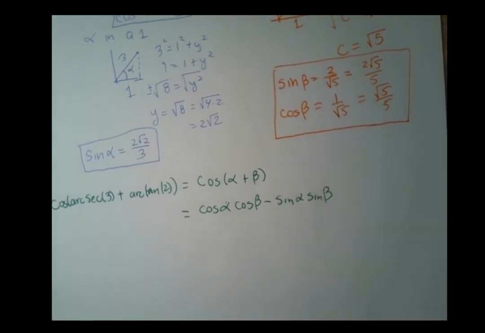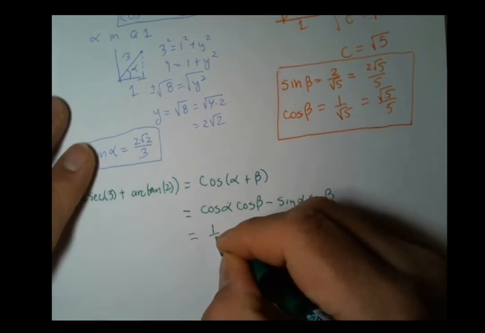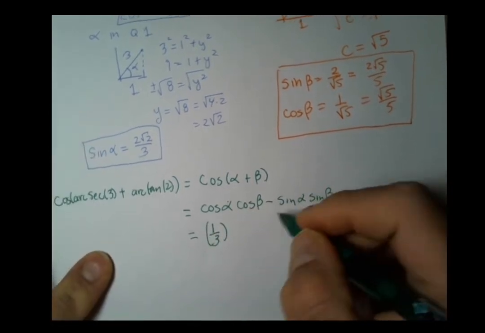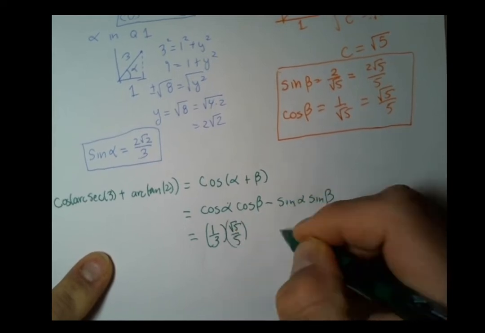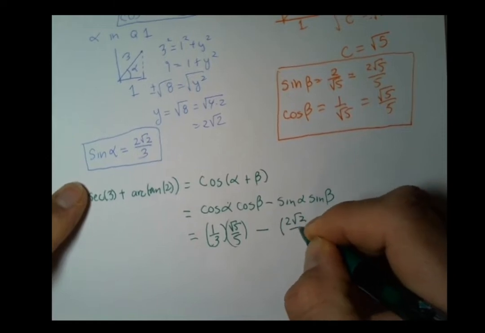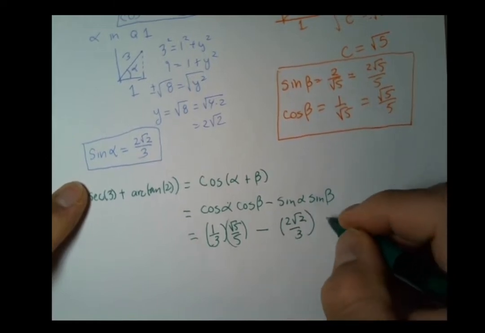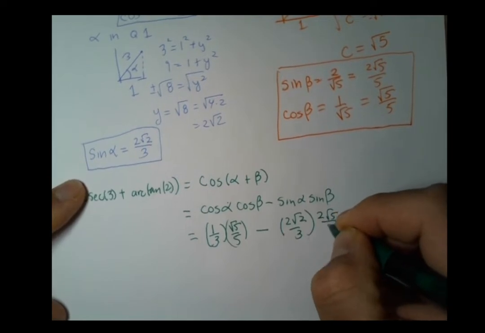All right, and now we just plug in the values, right? Cosine of alpha that we have determined, cosine of alpha is 1/3. Cosine of beta is root 5 over 5. Sine alpha is 2 root 2 over 3. And sine of beta is 2 root 5 over 5.